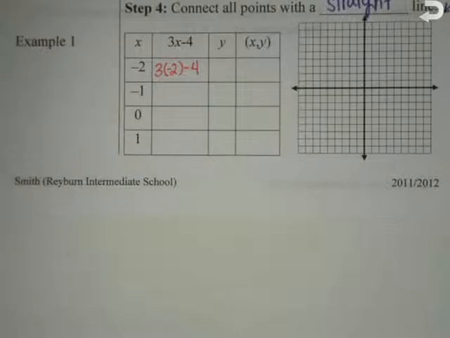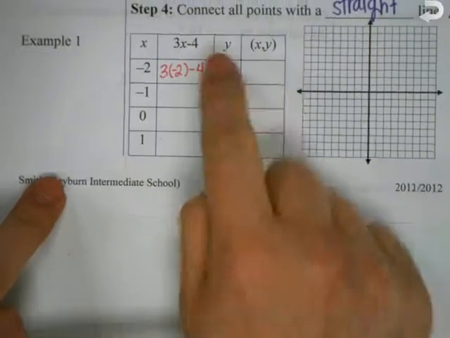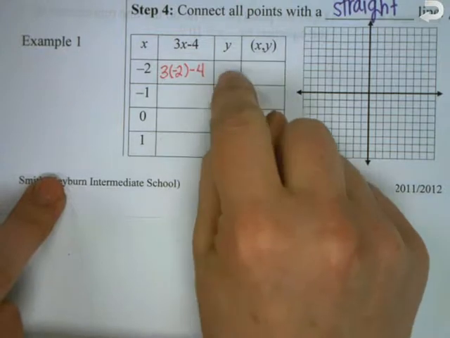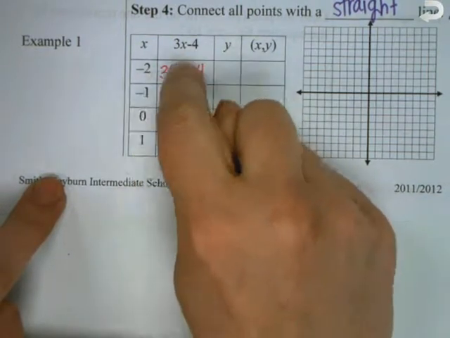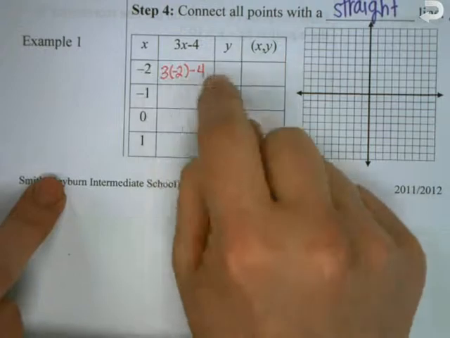Okay, the x is on the far left column, sorry. Here's your equation right here, 3x minus 4. So all we do is plug in the x value for x. All I did was rewrite it. Now we're going to solve it and write the answer in the y column.